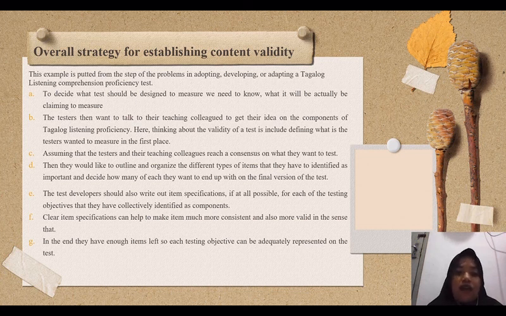The fifth, the test developers should also write out item specifications, if at all possible, for each of the testing objectives that they have collectively identified as components. The sixth, clear item specifications can help to make items much more consistent and also more valid in the sense that, in the end, they have enough items left so each testing objective can be adequately represented on the test.